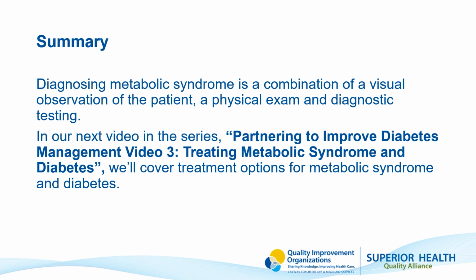In summary, the key takeaways are there is a direct correlation between obesity and metabolic syndrome. There are 5 criteria used in diagnosing metabolic syndrome, and a patient must have 3 or more of these criteria to be diagnosed with metabolic syndrome, regardless of whether they have diabetes. And finally, making a diagnosis is a combination of visual observation, physical exam, and diagnostic testing.